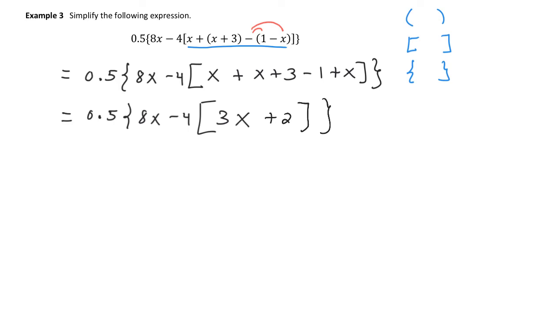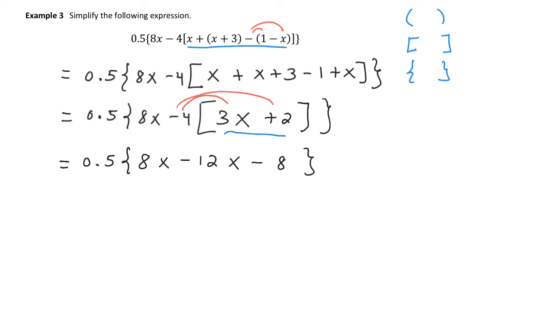So now our second innermost portion to deal with is multiplying the -4 into this expression. So let's do that. -4 gets multiplied to both terms. Copy down the 0.5, the 8x, but when I distribute the -4, I get -12x minus 8. Okay, I think we need to look through here and try to combine like terms, but there's just the 8x minus 12x.